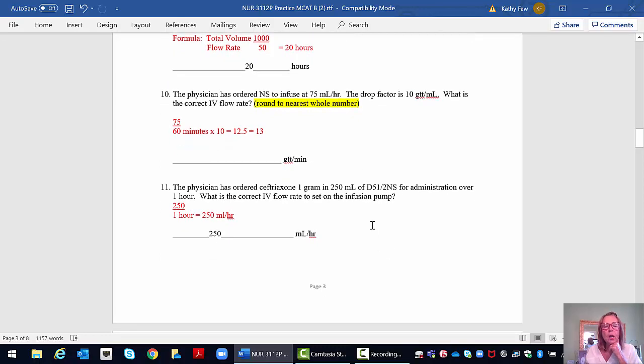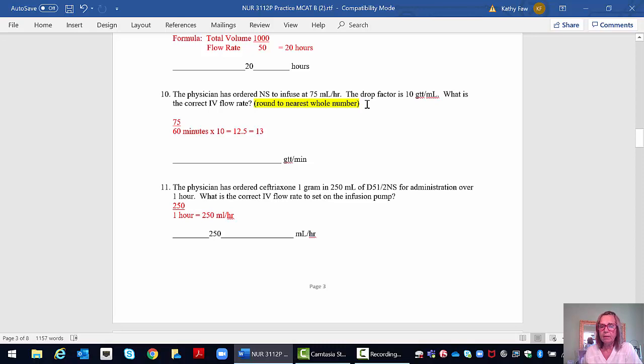Once again, this one, number 10, is the doctor's ordered that normal saline to infuse at 75 mLs an hour. Think about what that looks like when you go to the Pyxis and you see that you have maybe an antibiotic, all right? Your drop factor is 10 drops per ml. That means how fast it's going to go in, okay? What is the correct IV flow rate? Once again, I've highlighted at the end, round to the nearest whole number.